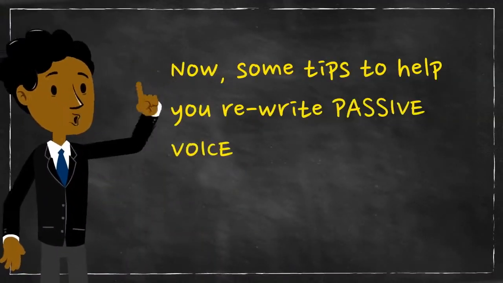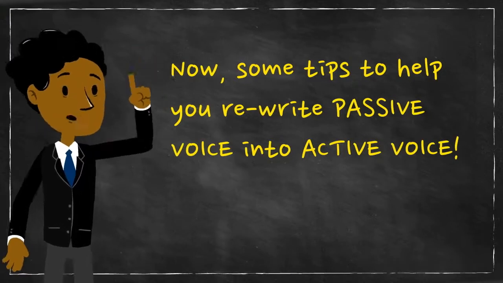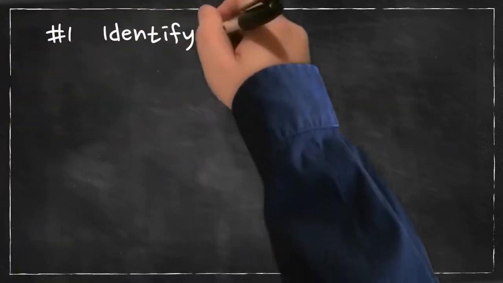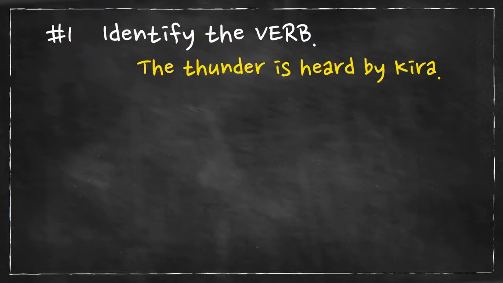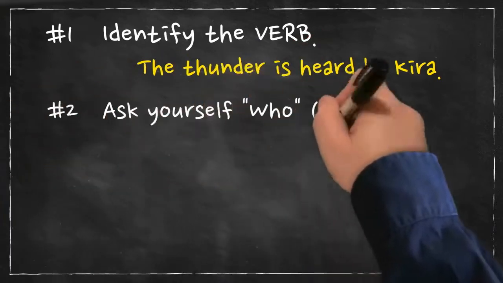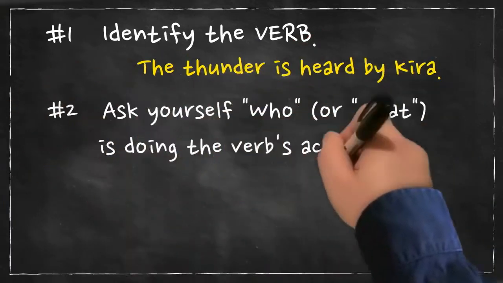Now, some tips to help you rewrite passive voice into active voice. Number 1, identify the verb. The thunder is heard by Kira. Heard is the verb. Number 2, ask yourself who or what is doing the verb's action.